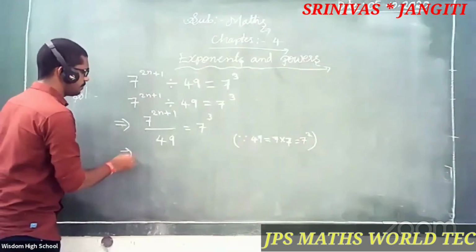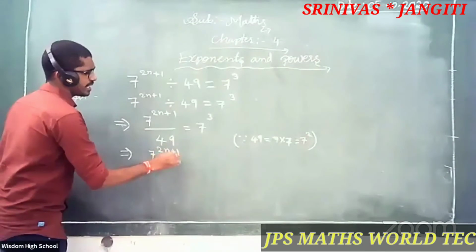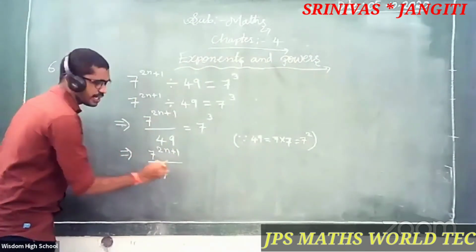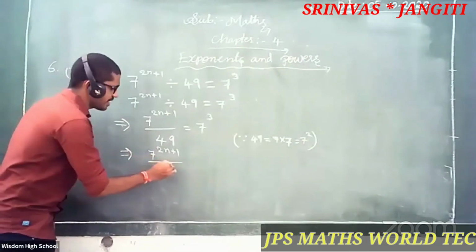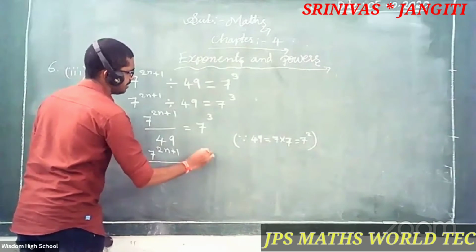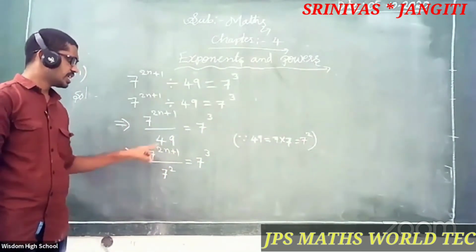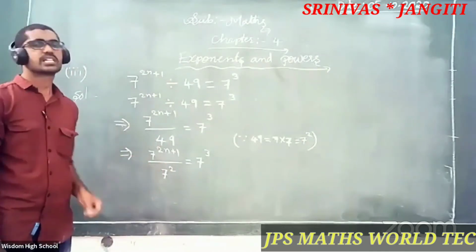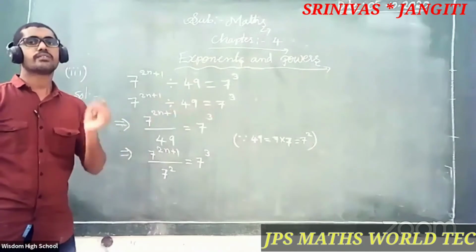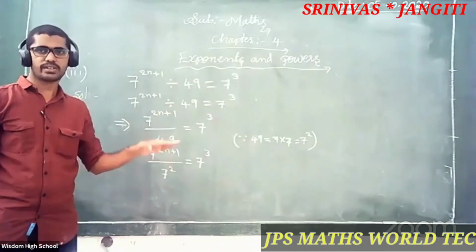Let's come here. What is now here? Same. 7 to the power of 2n plus 1 divided by, what is the 49? Yes, very good friends. 49 is 7 square. Then that is equal to 7 cube. You understood here? What is the change? 49, we can also write as 7 square. Why? 7 sevens are 49. 7, how many times? 2 times, right? The 7 sevens are only now.